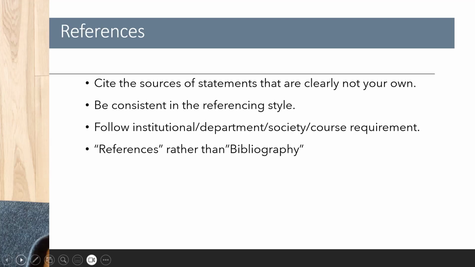For the remaining parts of the paper, here we have the references. Cite the sources of statements that are clearly not your own. Be consistent in your referencing style. So you follow whatever is given to you or advised to you by the department or the institution or the society to which you belong. And then use the term references, instead of bibliography.